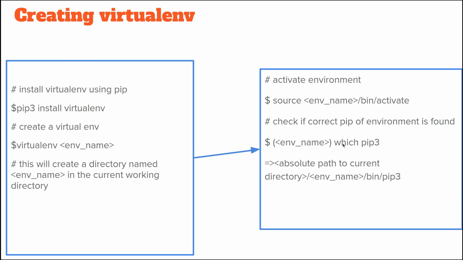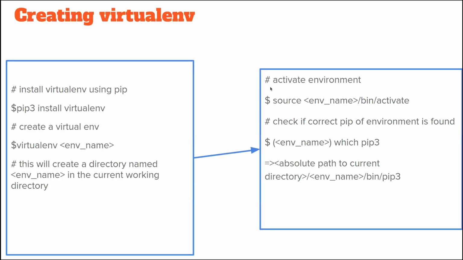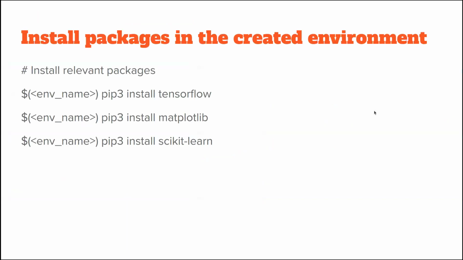And then we can check if we are in the correct environment by running this command: name of our environment, which pip3. This should show you the path to that directory, then the environment name, then bin/pip3. This is a sanity check that we are in the right virtual environment. After we have created the virtual environment and done source environment-name/bin/activate to enter that environment, we can install packages just by writing the environment name, pip3 install, and the name of the package. So pip3 install TensorFlow and so on.